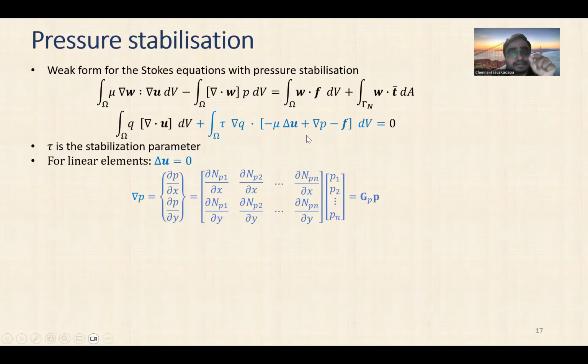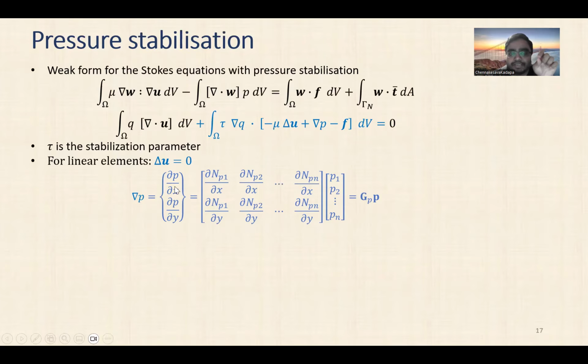Now here, remember, we do not transfer the derivatives. We do not apply the integration by parts and divergence theorem, because we already have a derivative for Q here. So we use it as it is, and for linear elements this is the second derivative and it is 0, so we can simply ignore this. So we have only del Q multiplied by del P and del Q multiplied by F. So we have two extra terms.